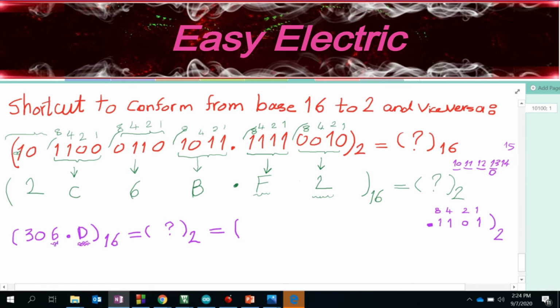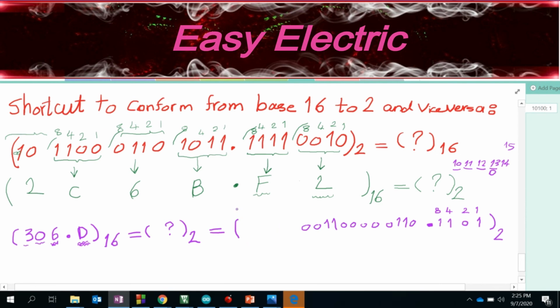Now tell me how I can make 6 with 4 digits in base 2. What is that 4-digit number which makes 6? Use 1, 2, 4, 8. So 6 should be these two: two of them should be 1 and the others 0. 4 plus 2 is 6, so it is 0110. The next is 0, and 0 is easy: you just put 0000. And what should be the next, 3? What is 3 in base 2 represented with 4 digits? Definitely, you have 0011.